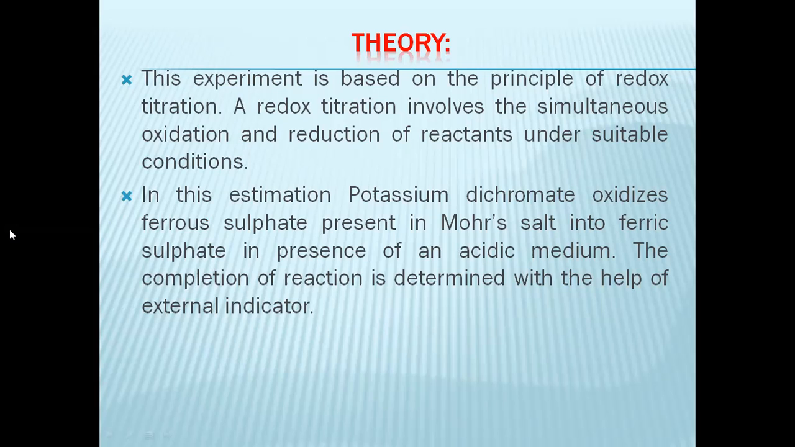In this particular experiment, you will take Mohr's salt solution, add H2SO4, and titrate against potassium dichromate. Here potassium dichromate oxidizes the ferrous sulfate present in the Mohr's salt into ferric sulfate in an acidic medium. At the same time, the Cr6+ in K2Cr2O7 is reduced to Cr3+. The completion of the reaction is determined with the help of an external indicator, that is potassium ferricyanide.